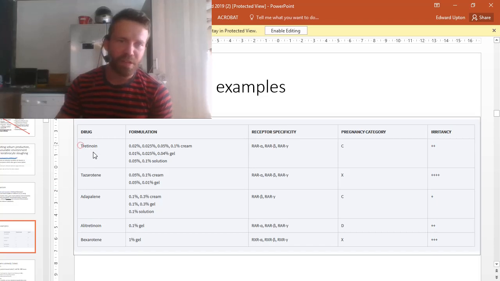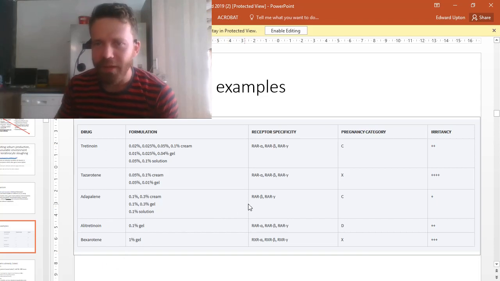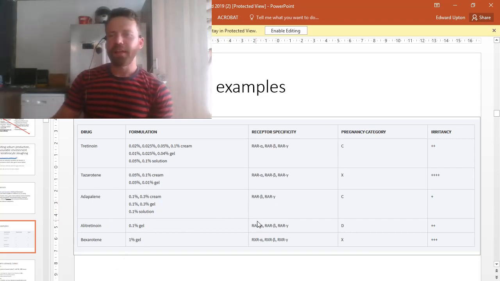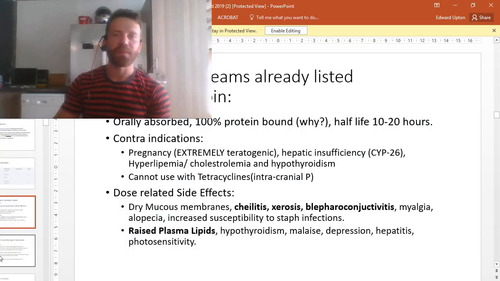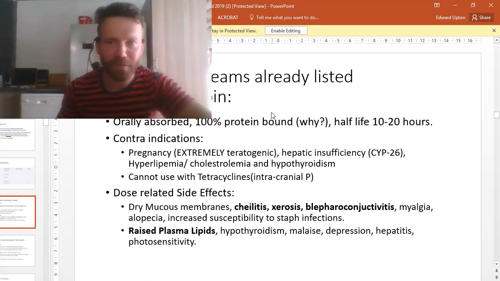So here are a few examples. I want you to know tretinoin and adapalene. If you know those two, I'm probably very happy with you. And yes, of course, you're seeing this pregnancy category here, and you're seeing X and X. That's because the isotretinoins are extremely teratogenic, so never ever use.